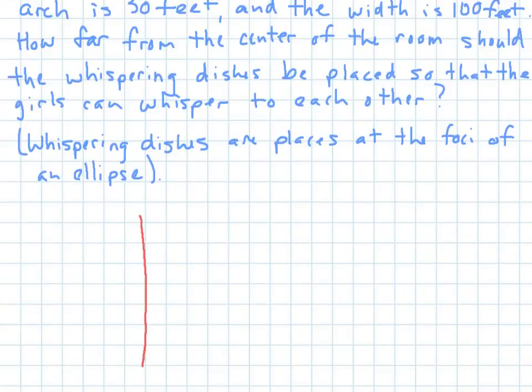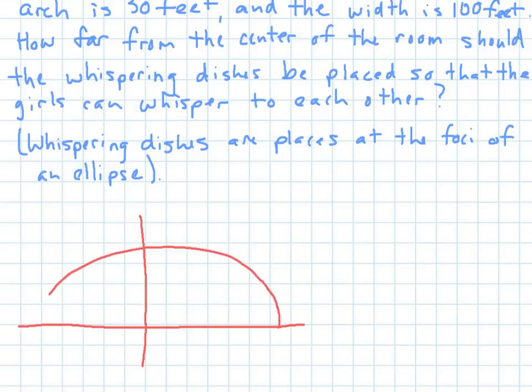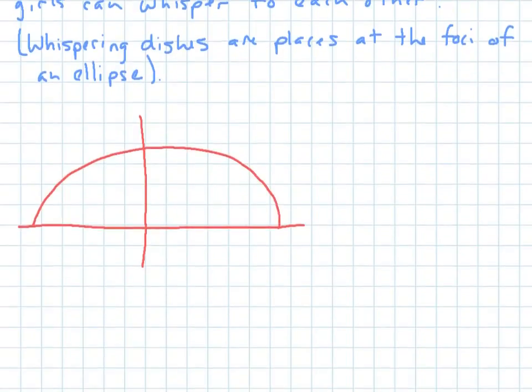Okay. Now, this is one shape that we'll talk about in our next section when we talk about 3D shapes. But if you're looking at a whispering gallery, it's going to be an ellipse kind of shape, but it's like half the ellipse. So you have the foci, or how they say the whispering dishes.